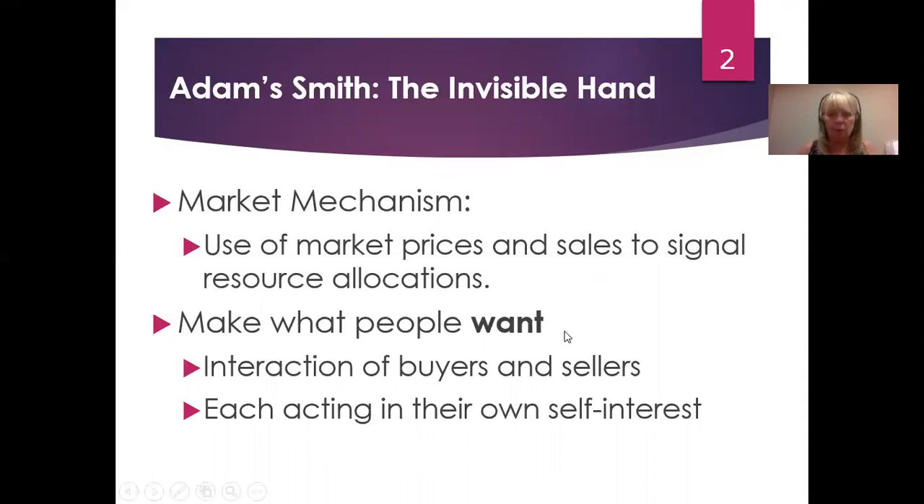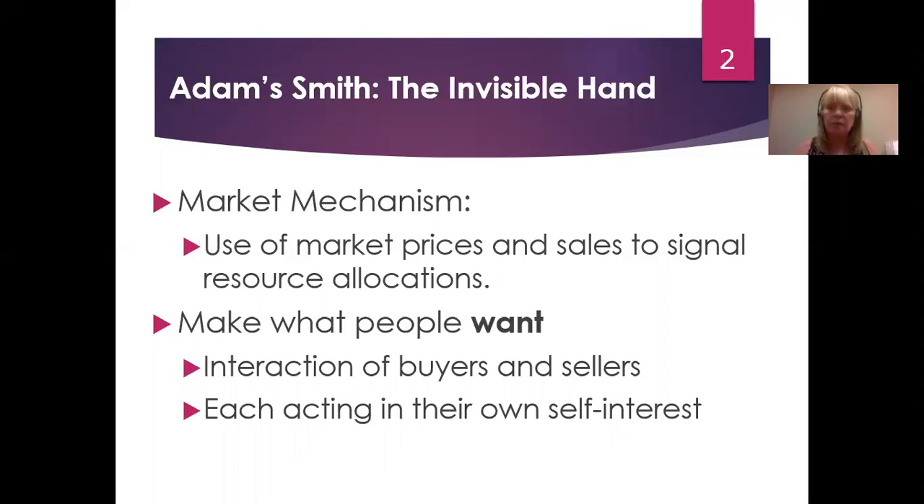We make what people want based on what they're willing to buy and sell at various prices. Every transaction requires both a buyer and a seller, and it requires that each of them is acting in their own self-interest. Buyers want to buy at the lowest possible price, and sellers want to sell at the highest possible price. So today, in this video, we're going to look only at the buyer's side. In economics, we call it demand. What do buyers want? Buyers want to buy at the lowest price possible.